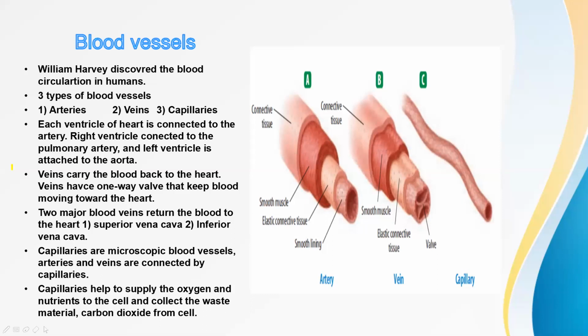Later on, when science developed, there was a scientist named William Harvey. He discovered the blood circulation in humans. In the human body, there are three types of blood vessels: one is arteries, second is veins, and the third is capillaries. Well, let's talk about arteries.